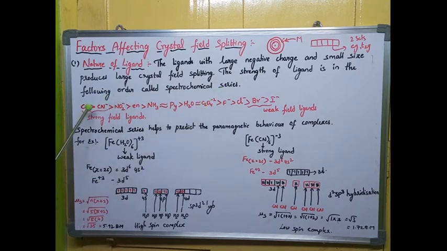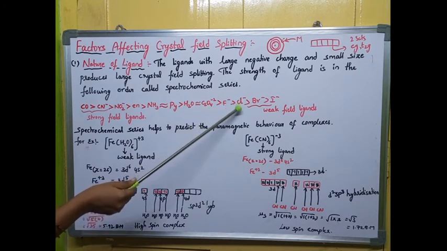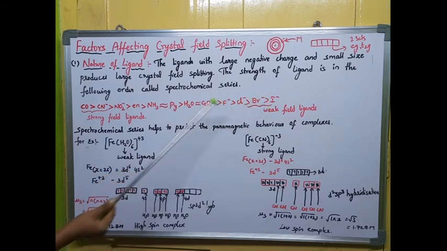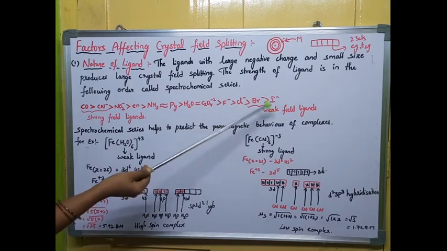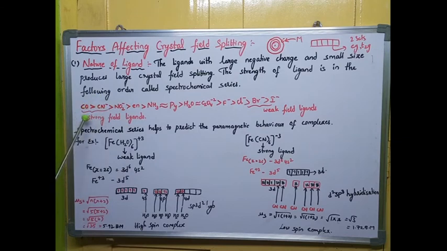You can see this spectrochemical series, with the ligands arranged in decreasing order: CO carbonyl, CN cyanide, NO2 minus nitro group, ethylenediamine, NH3, pyridine, H2O water, oxalate, fluoride, chloride, bromide, and iodide. The ligands at the end are weak field ligands, which produce less splitting, and the ligands at the top are strong field ligands.